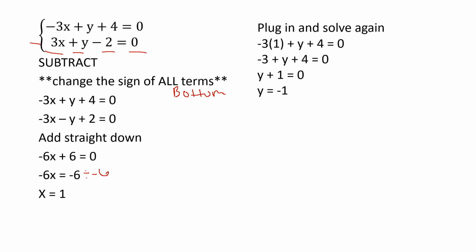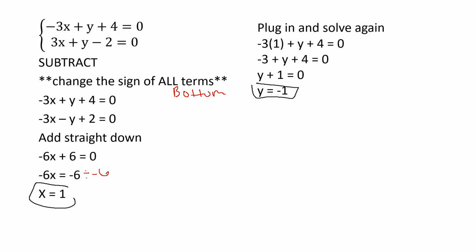Now we're going to plug that in and solve, and I can pick any equation just like yesterday. I use the top equation, plug in my value for x, which was 1. So negative 3 times 1 plus y plus 4 equals 0. Work through that, and, well, goodness, sorry about that. Negative 3 plus 4 is 1. Move that over, and I end up with y equals negative 1.